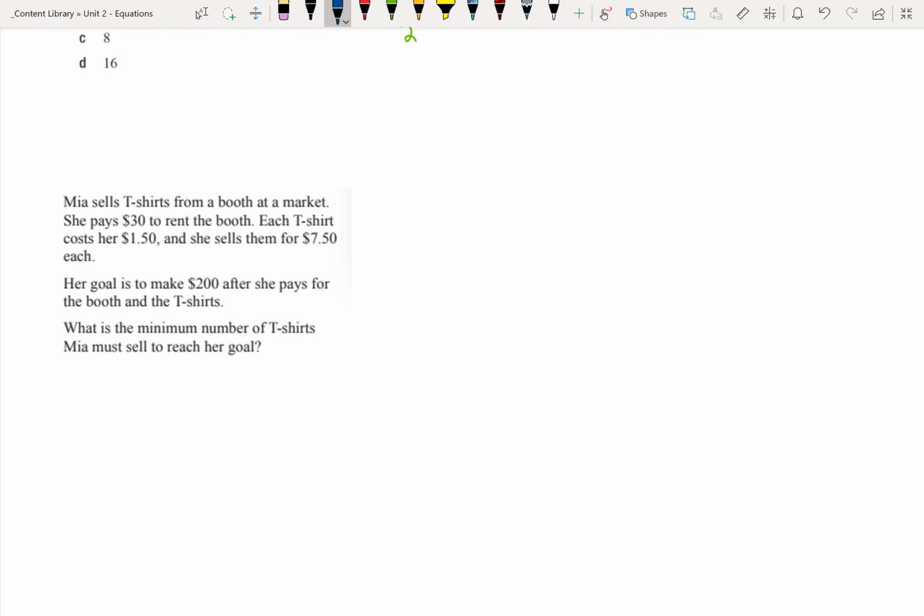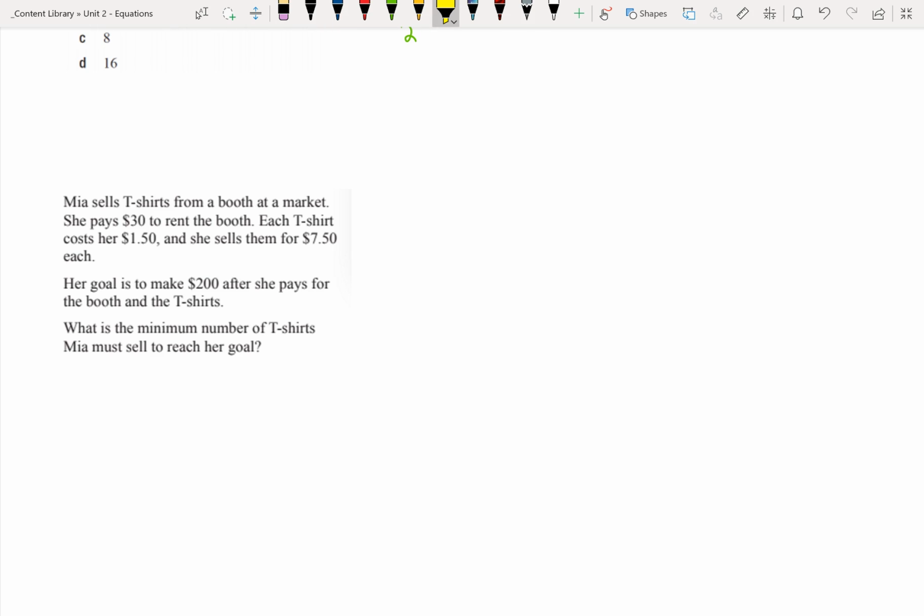Lastly, Mia sells t-shirts from a booth at a market. She pays $30 to rent the booth. Each t-shirt costs her $1.50. She sells them for $7.50. Her goal is to make $200 after she pays for the booth and the t-shirts. What is the minimum number of t-shirts Maya must sell to reach her goal?